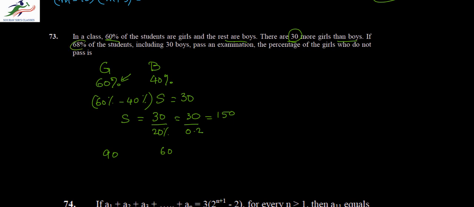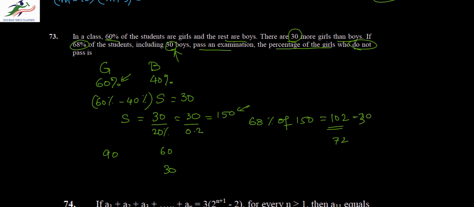If 68% of the students, including 30 boys, pass an examination, what is the percentage of girls who do not pass the examination? So it is told that 68% of the students means 68% of 150, which is equal to 102. This many students pass the examination, and out of which 30 were boys. So 30 were boys, and 72, which is 102 minus 30, are girls. So 72 girls passed the examination.